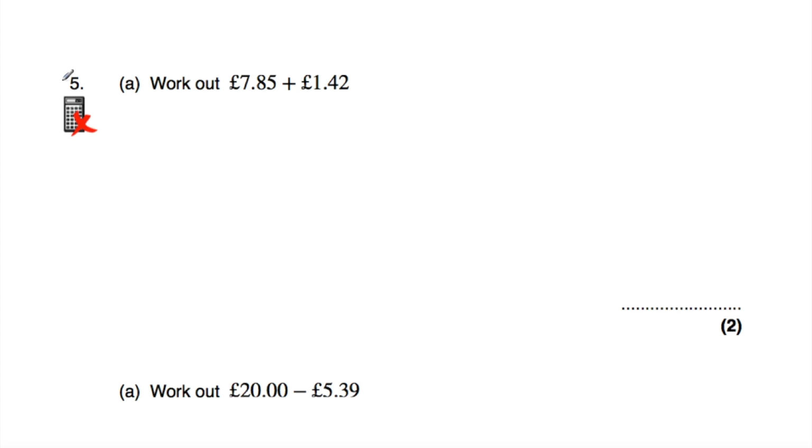Okay, let's have a look at our next question, question number 5. Question number 5a says work out £7.85 plus £1.42. So let's line up our numbers. So we've got £7.85, so 7.85, and then we've got 1.42, just lining up the numbers, and then our line beneath it, and then our plus sign. And we've got our two decimal points, so let's put a point beneath them like so.